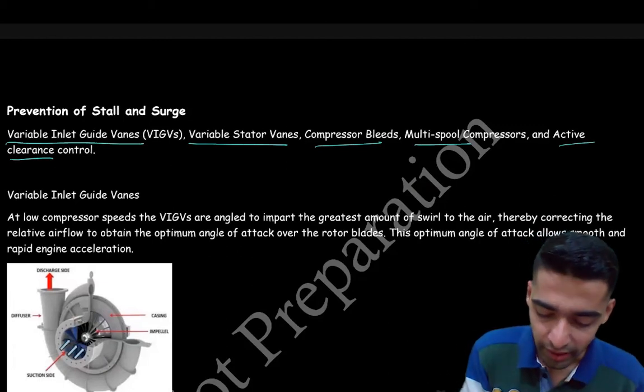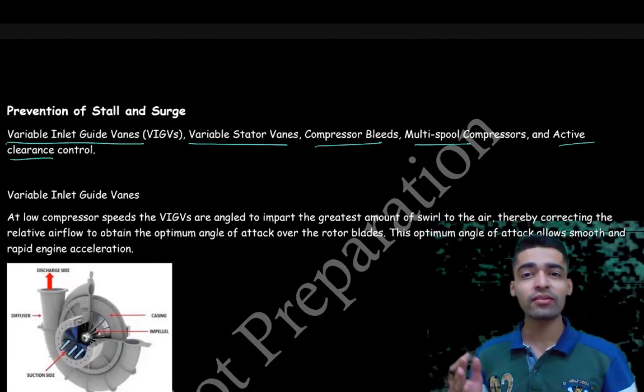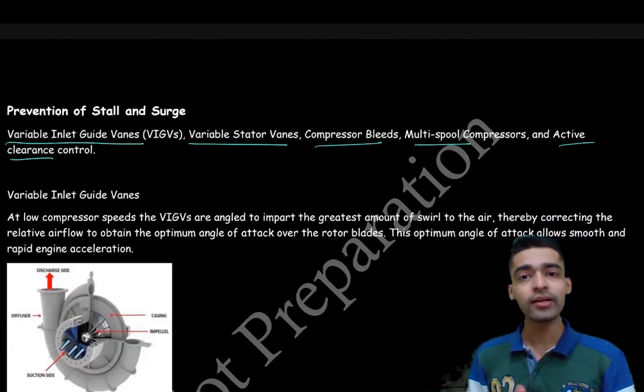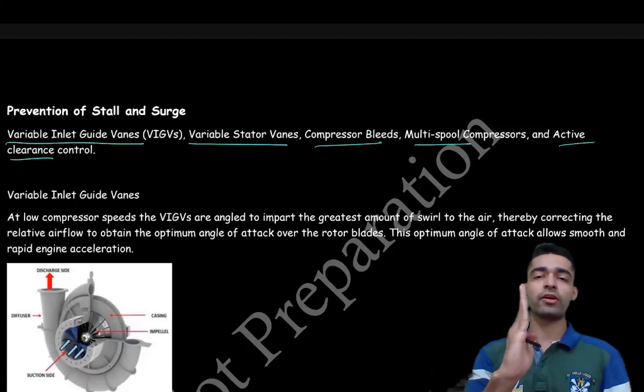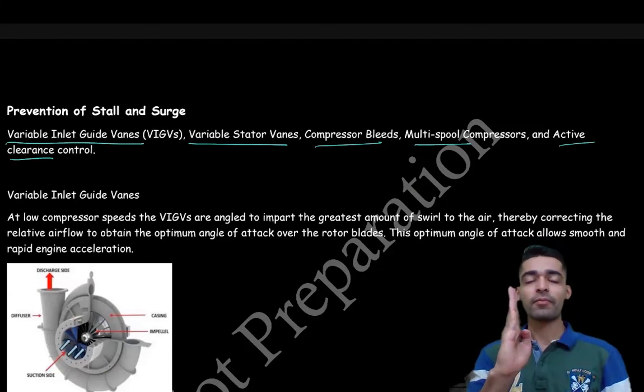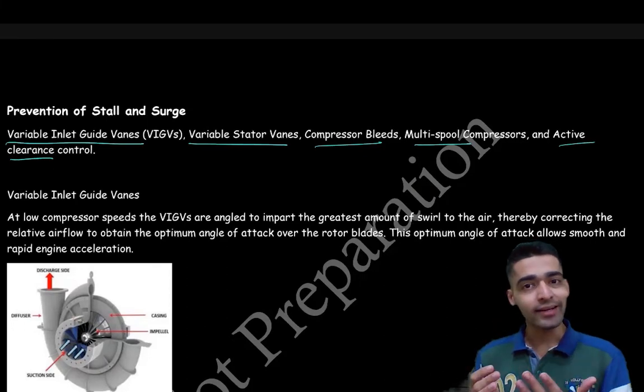So let's first see the first part, which is variable inlet guide vanes. What are inlet guide vanes? They are the doormen of the engine, right? So they are the doormen, and if you keep the door perpendicular, then all the air will come. But if you keep the door at an angle, what will happen? The air will come at an angle.